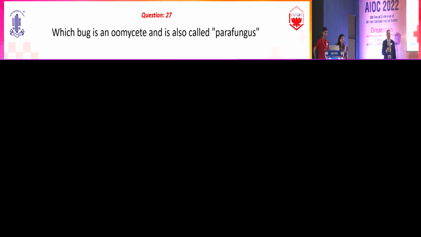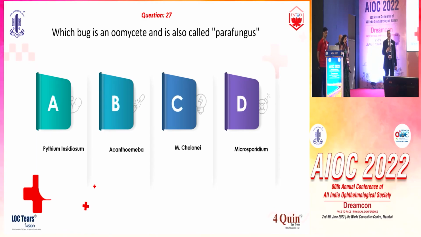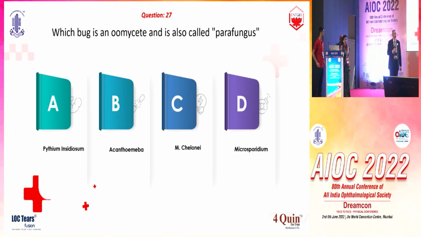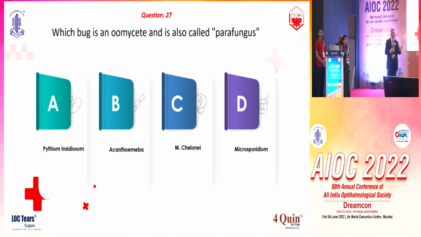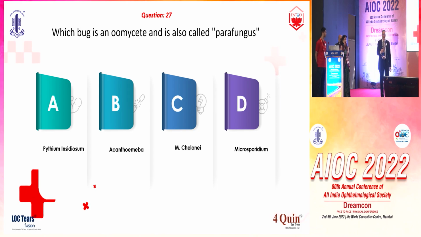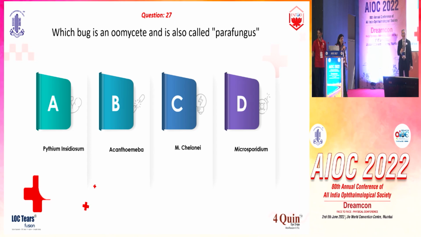Which bug is oomycete and is also called a parafungus? Is it Pythium? Is it Acanthamoeba? Is it Mycobacterium chelonae? Microsporidium. One of these is a parafungus because it has some properties like a fungus, but it's not a fungus. And it's also technically called an oomycete. Oomycete? Oh my God type of thing. OMG, but this is OMC. Your time starts now.